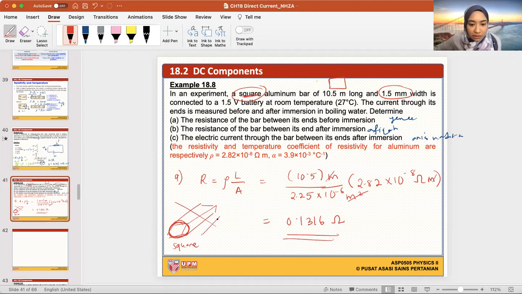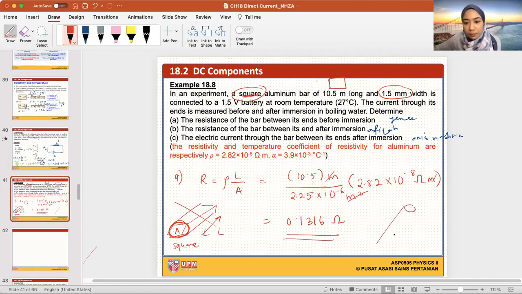So the length is here. This is your L. This is your A. Okay, and then it is macam tu je lah. Dia memang cross section. How do I say cross section? Tempat yang kita potong lah basically. Kalau kita ada benda yang panjang, kita potong, that is your cross section.